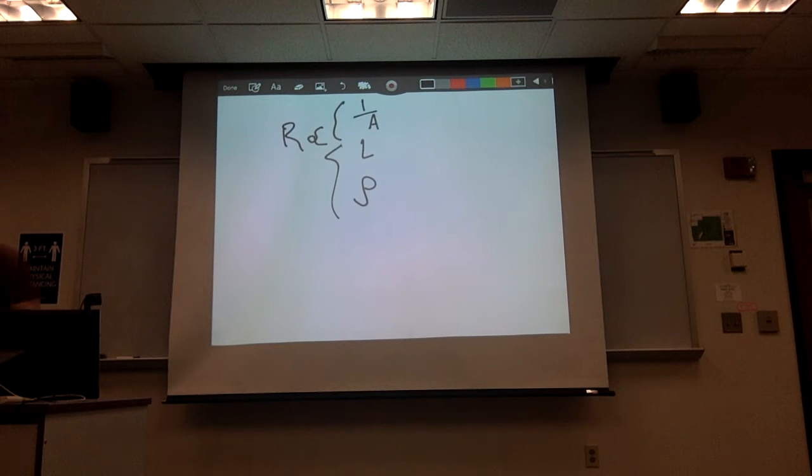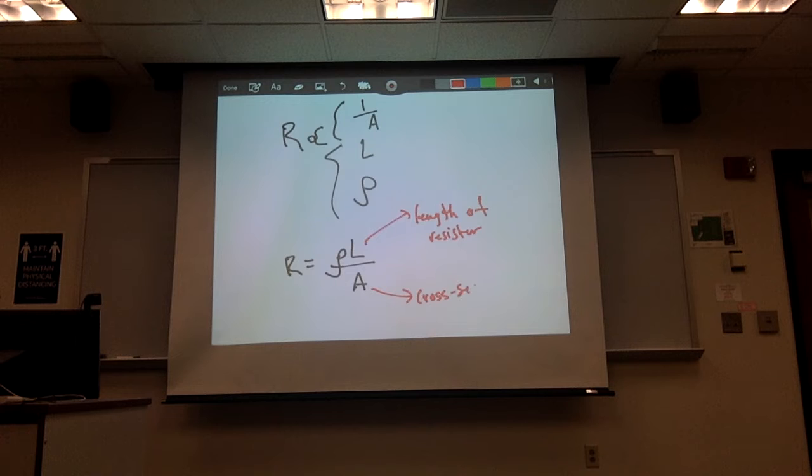If I put all these things together, this tells me that resistance is equal to the density times the length divided by the cross-sectional area. Again, L here is equal to the length of the resistor. A is the cross-sectional area of the resistor. And rho here is not what we call density, but what we call resistivity. It's kind of like a density.